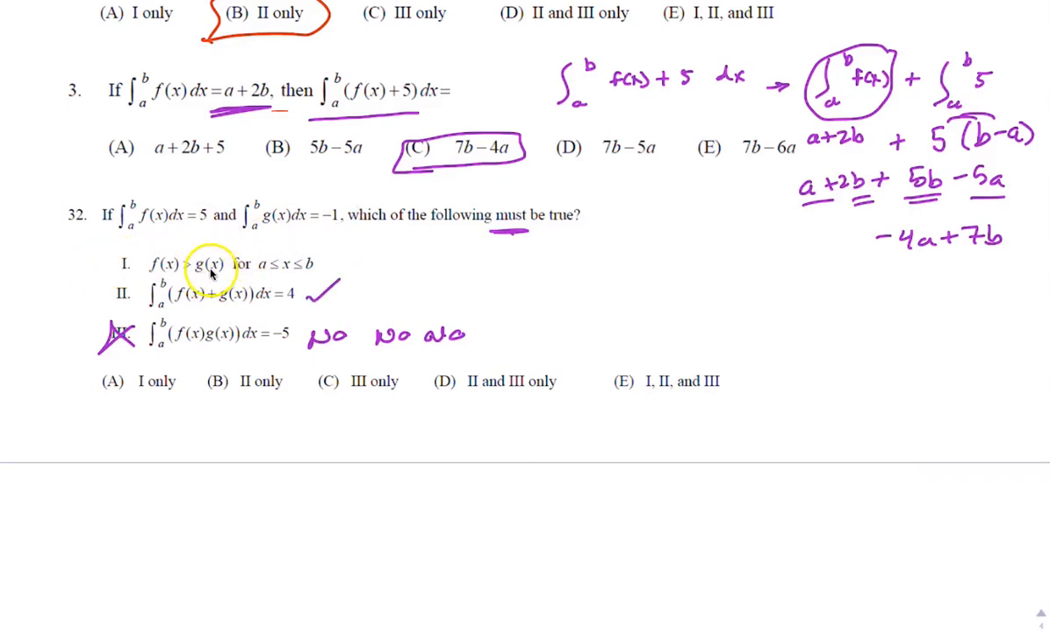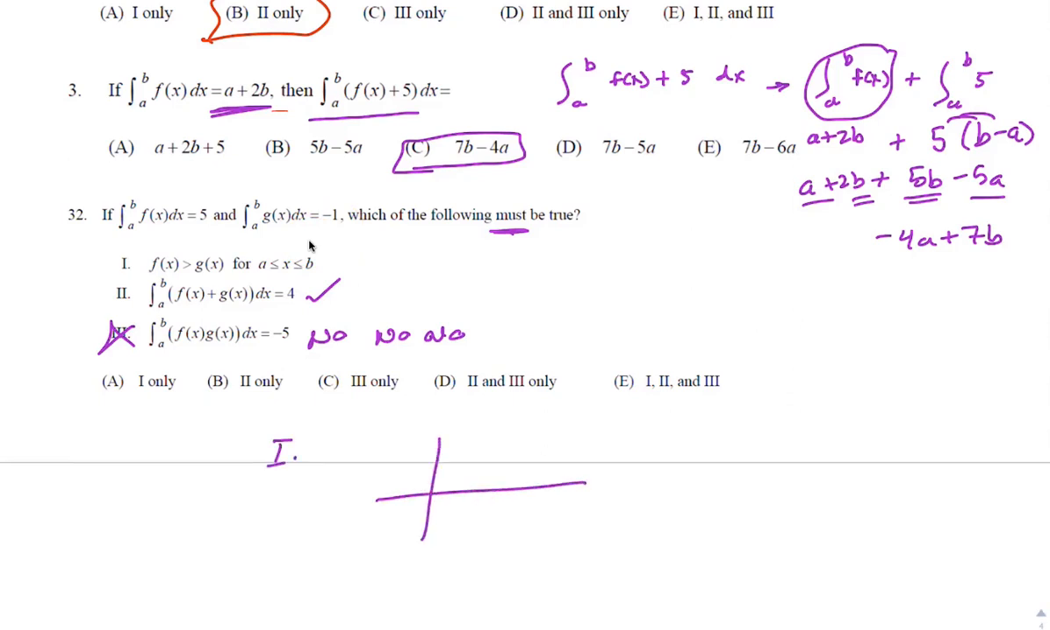Is f of x greater than g of x for a to b? So that must be true. Does f of x have to be bigger than g of x? I know the integral of f is 5 and the integral of g is negative 5, which is the whole comparison theorem I just talked about. But does it have to be true? No. I can think of a counterexample.